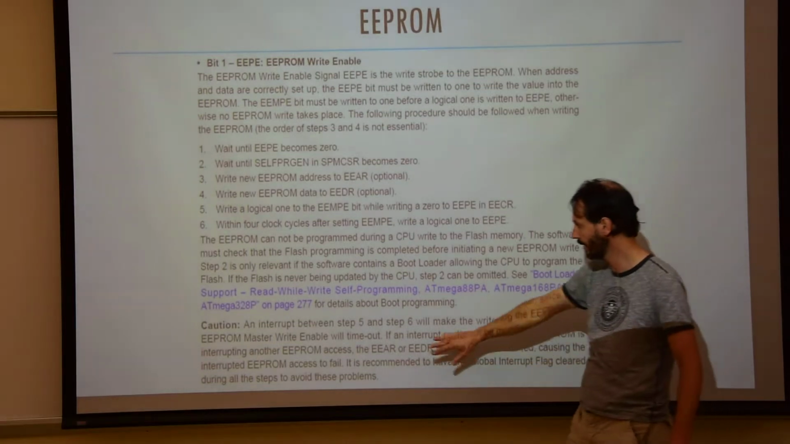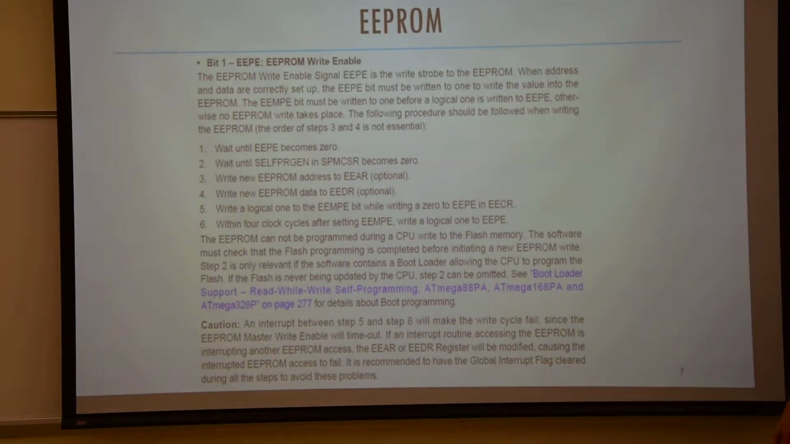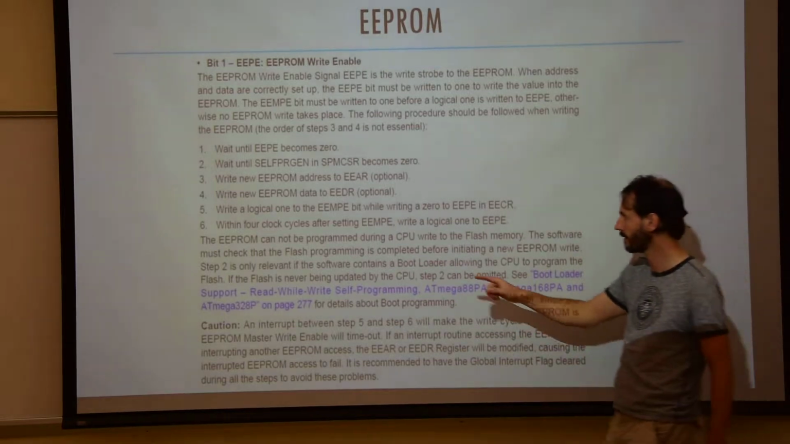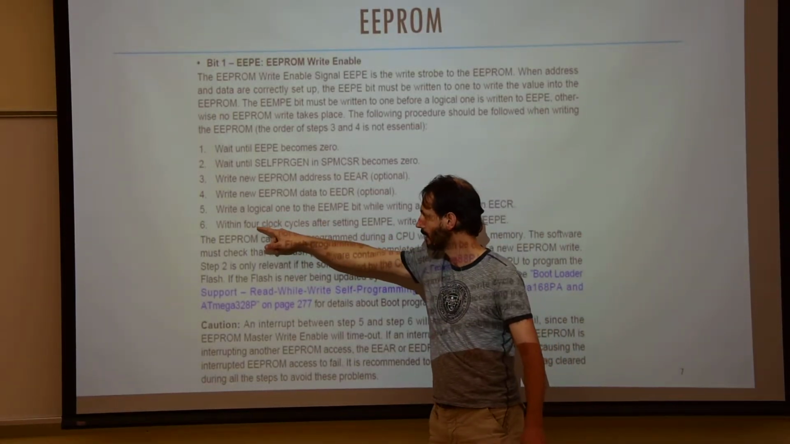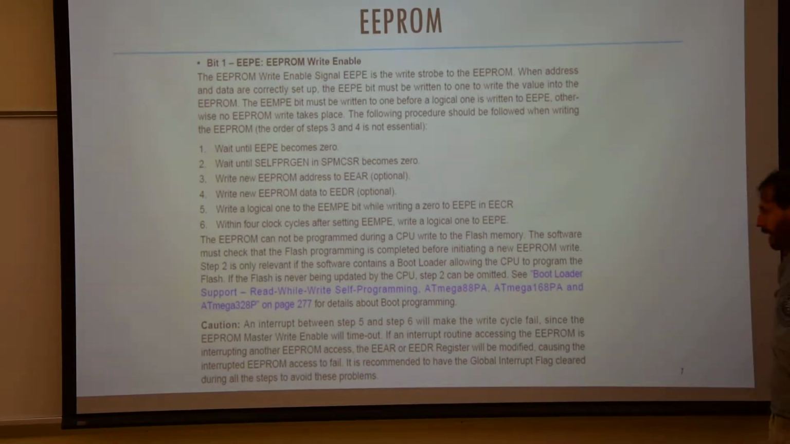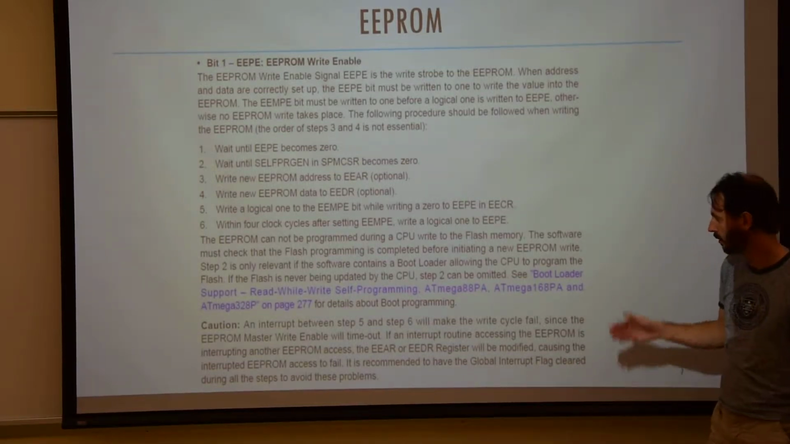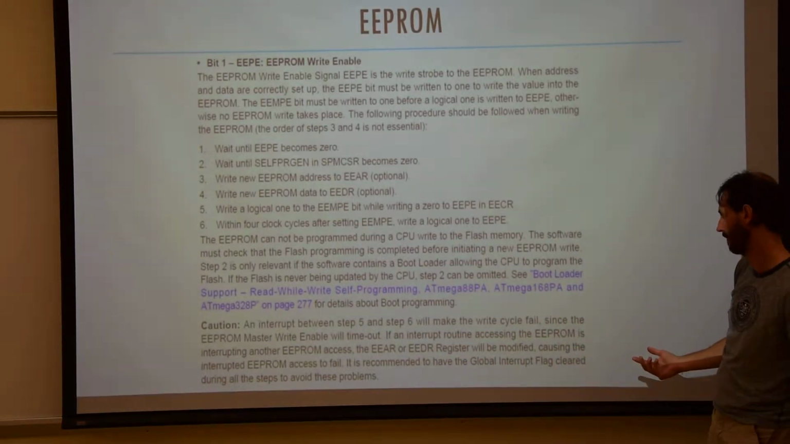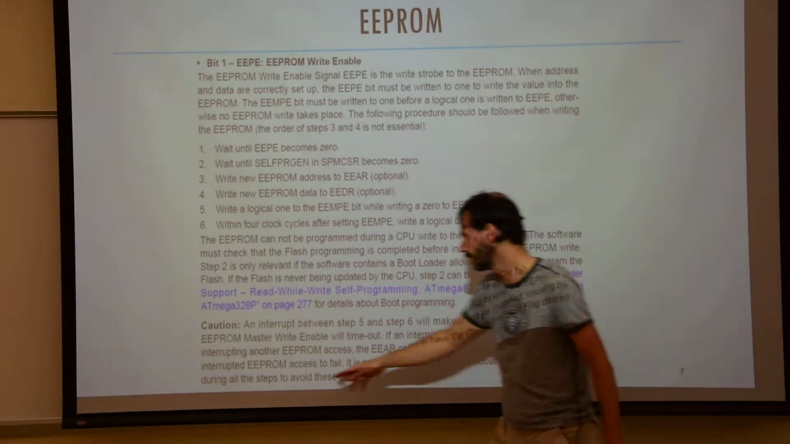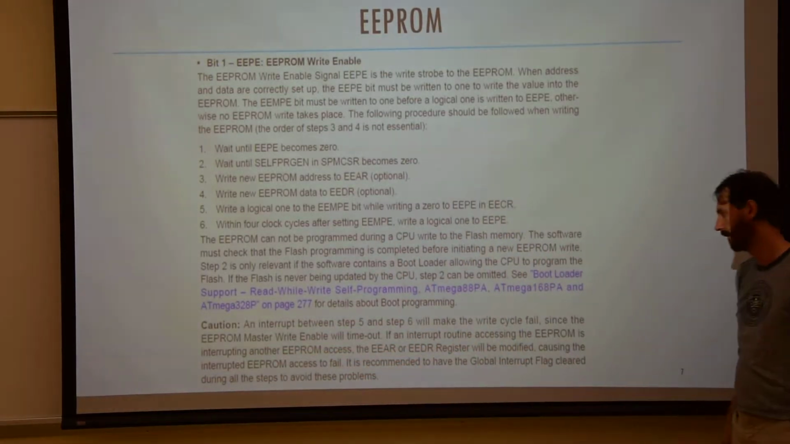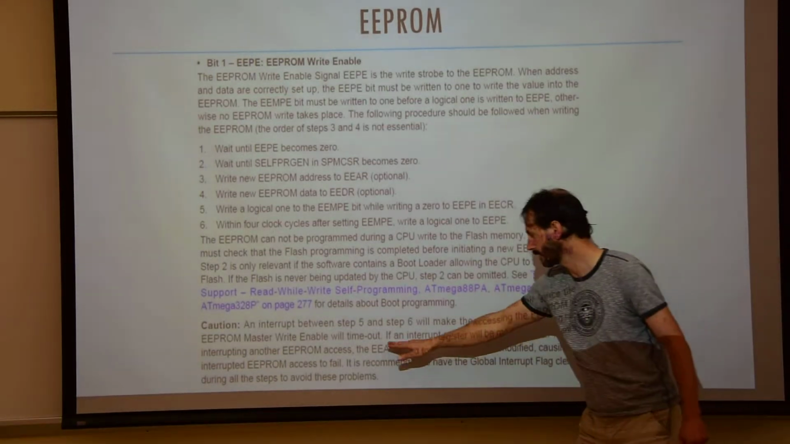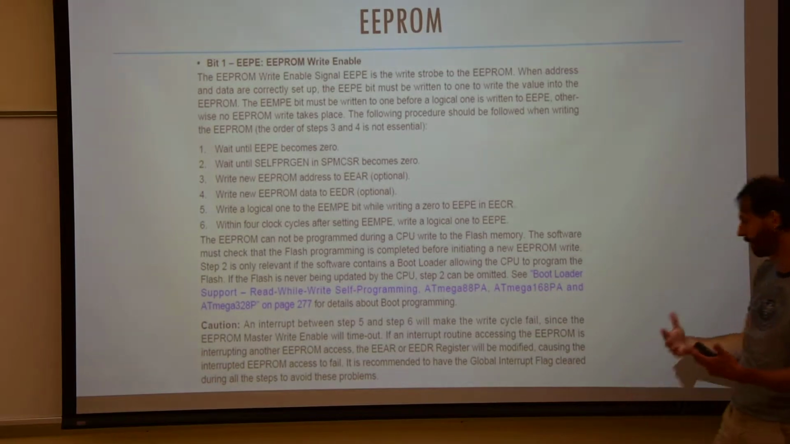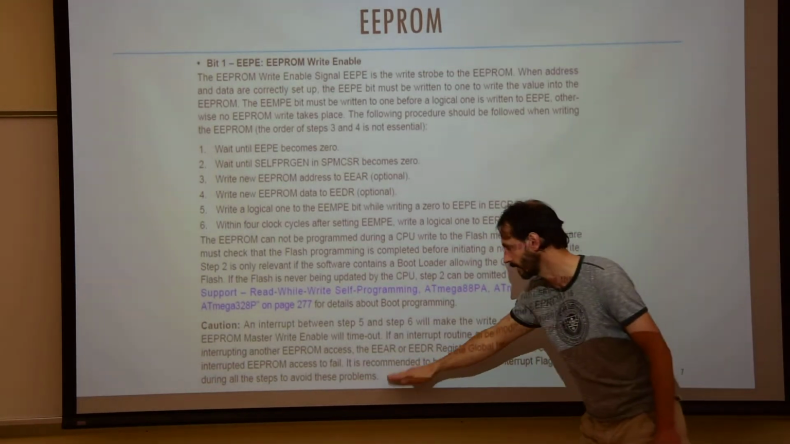Okay, so let me have a look here. So here's an interesting cautionary note. Yeah, let's have a look at it too. So an interrupt between steps 5 and 6, here we are, will violate this within 4 clock cycles, right? And that will make the write cycle fail, and that is of course bad. So what you want really is that an interrupt routine accessing EEPROM, if that is interrupted by another EEPROM access, then these registers will then be modified accordingly and so forth, and everything gets into a mess. That's effectively what this tries to explain.